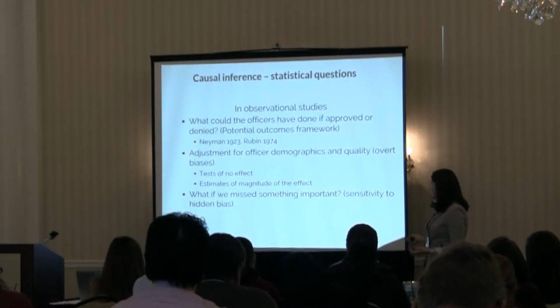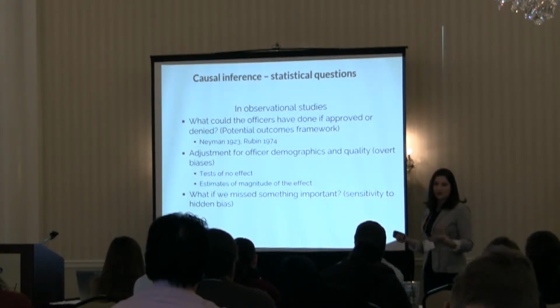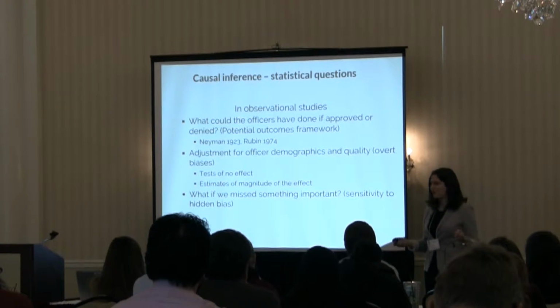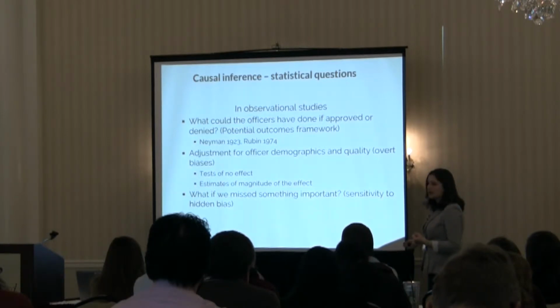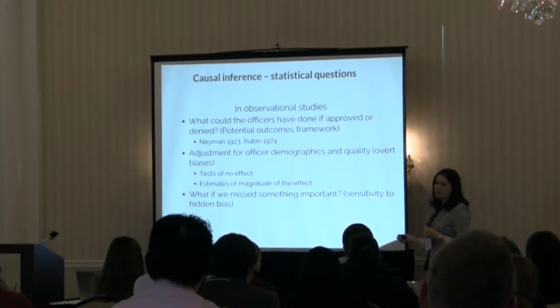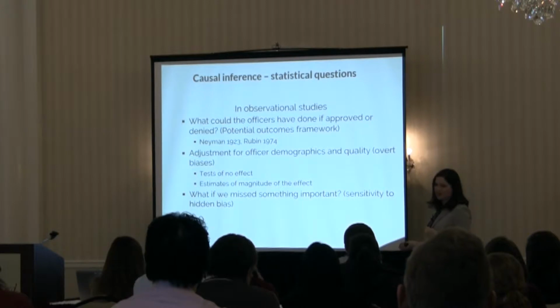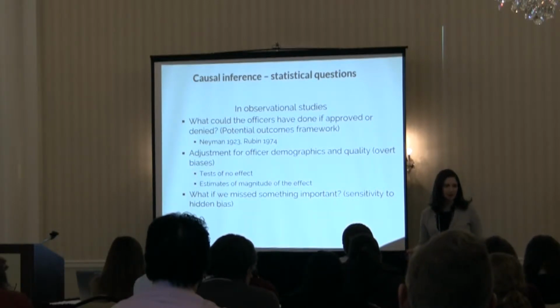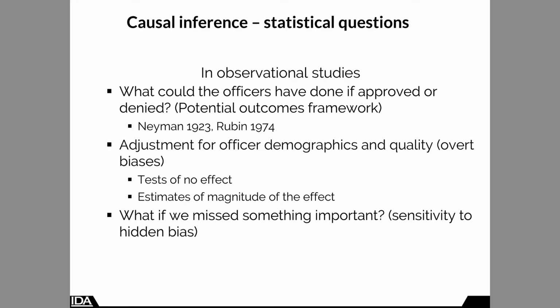And we can still conduct tests of no effect once we've properly adjusted for them, or once we think we've properly adjusted for them, and estimate the magnitude of the effect of denial. But there's always kind of that damper on things. And then the worst question of all is, what if we miss something important? What if there's hidden bias? What if there's a lurking variable out there that can just upset everything that we found? So that's kind of the line of thinking here.